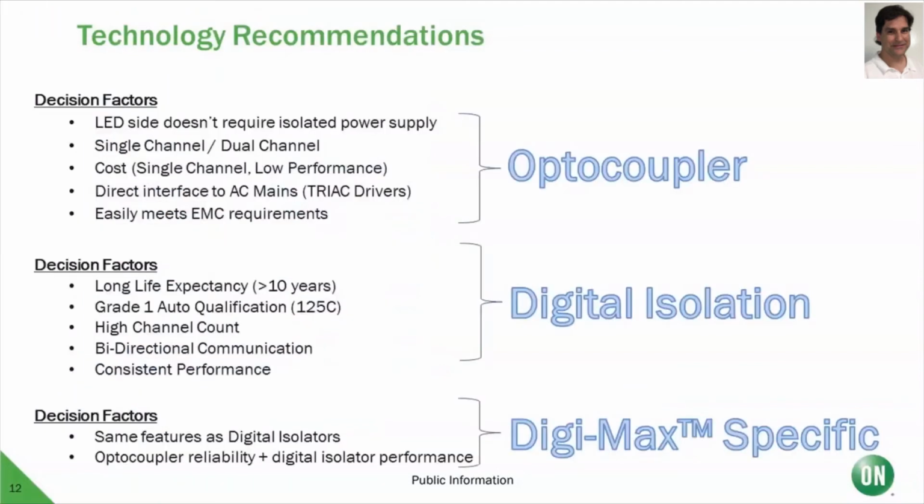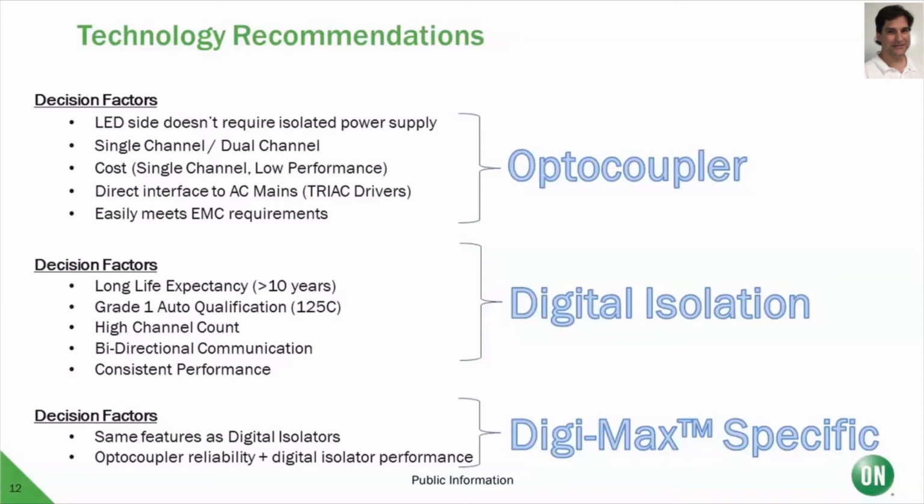So looking at the technology recommendations, these are the decision factors for each technology, the things to consider when you're looking at implementing galvanic isolation. For the optocoupler, one of the big benefits is you don't have to have, for the simple devices, isolated power supplies on each side of the package. And that can come in handy where you just have an LED, you just have to supply the input signal to power up the LED and the ground.